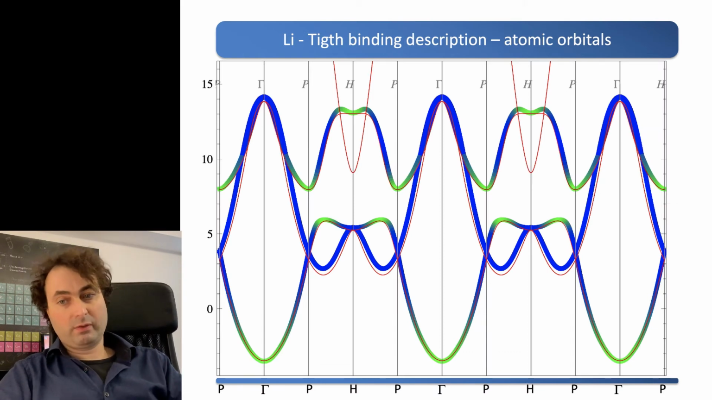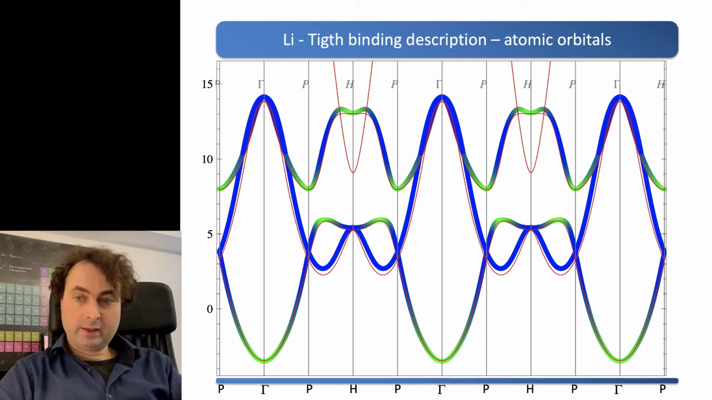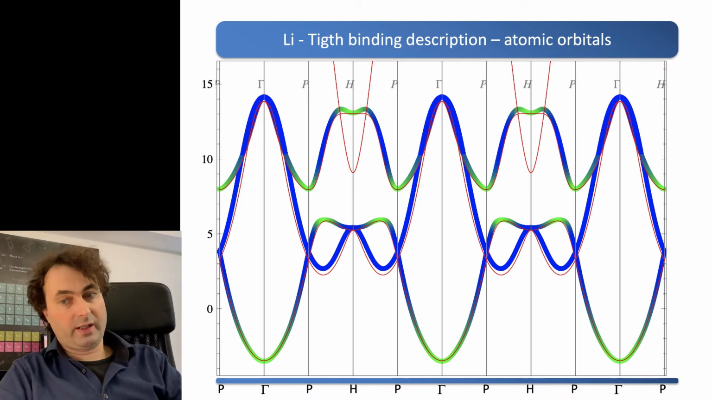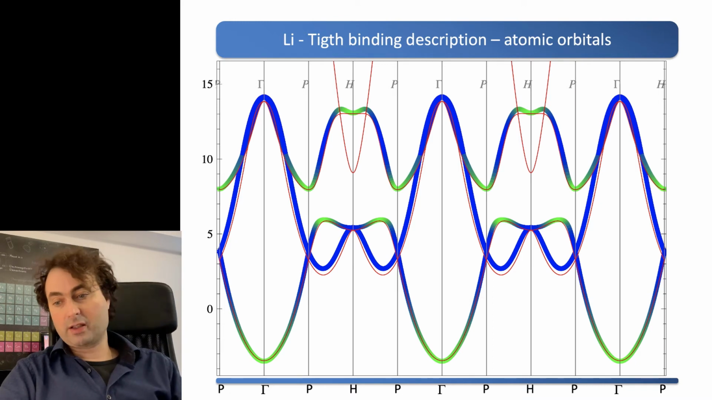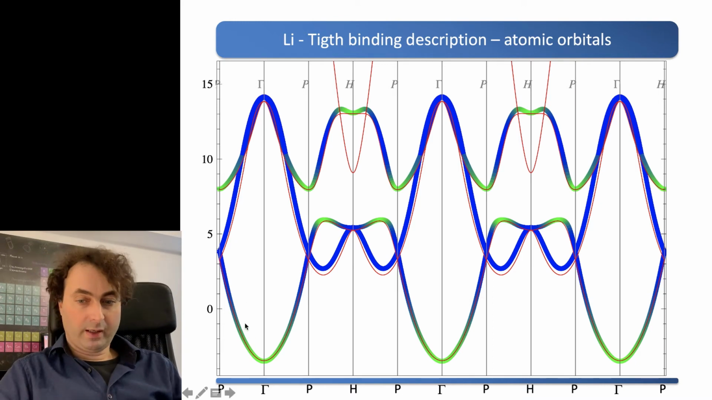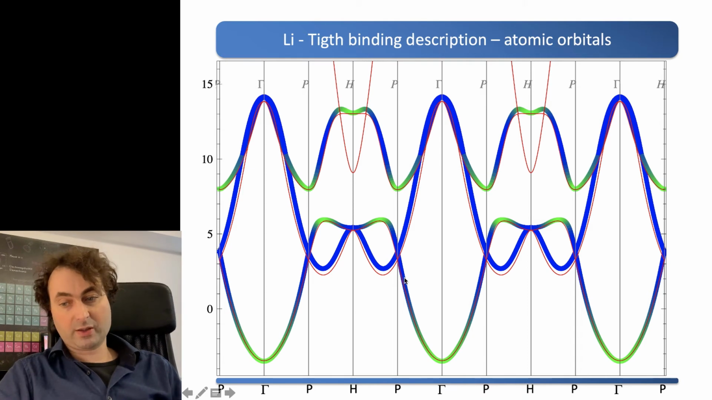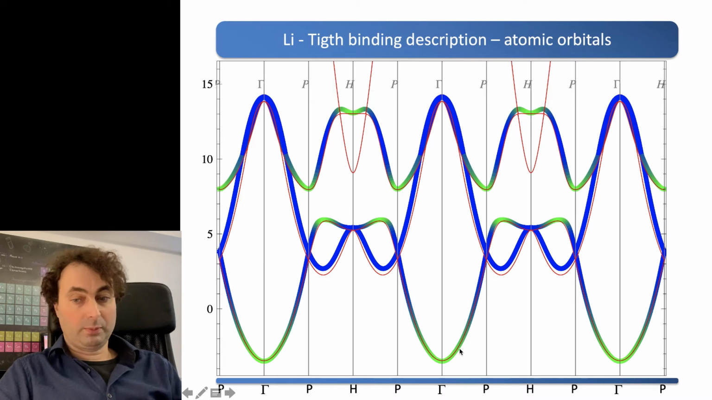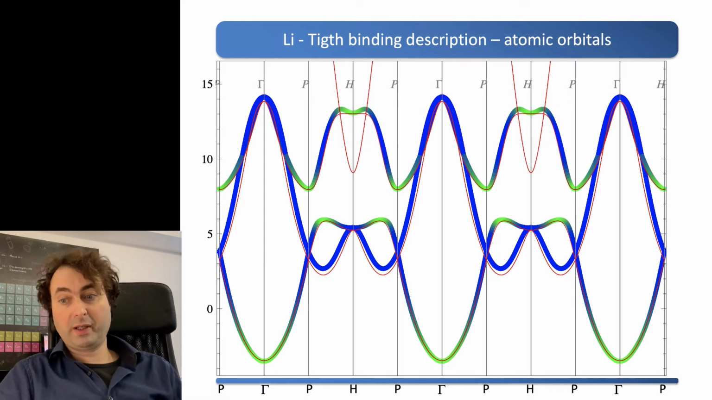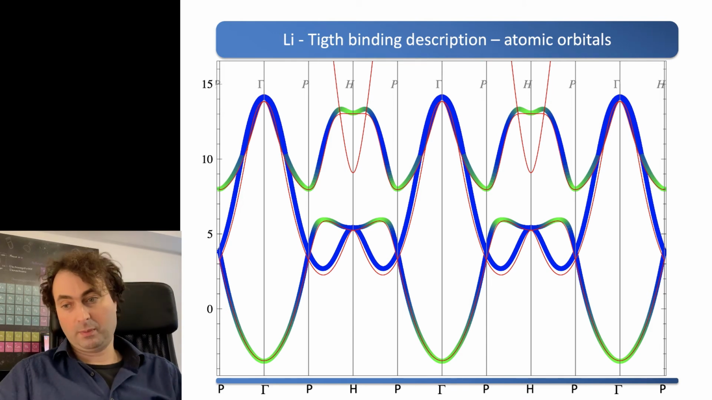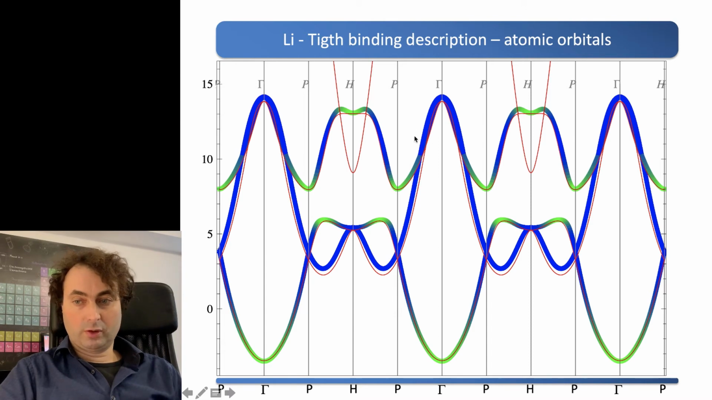Now let's see what happens when we make a tight binding model for the lithium orbitals that I showed with an s and a p orbital, including nearest neighbor interaction only. In green I show the s character, and in blue we have the p character of our bands. And you see that indeed the quadratic-like dispersion can perfectly be reproduced on such a basis set of having only s and p orbitals in our basis and nearest neighbor hopping. And of course, when you go to the higher bands, there are some deviations, but it's not even so bad.